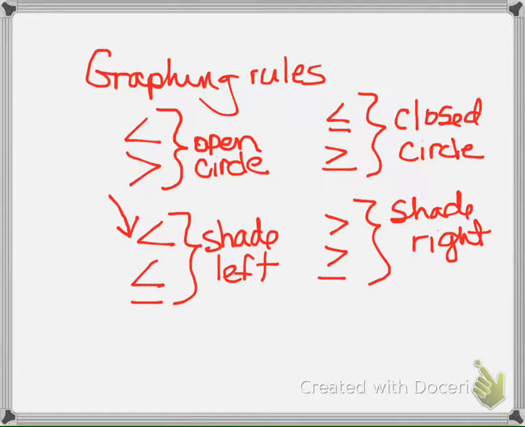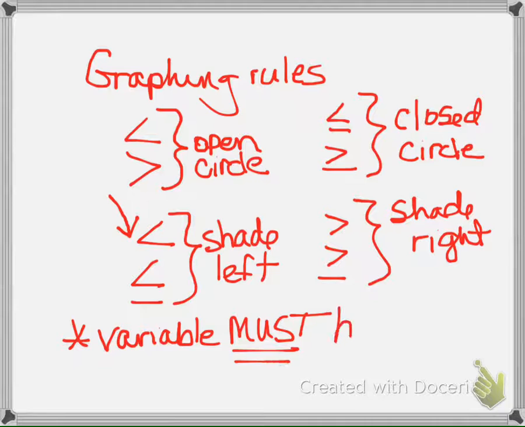Okay, now one really important graphing rule that we're going to write at the bottom, so I'm going to put an asterisk. In order for this to be true, as far as which way to shade, the variable must be on the left. Variable must be on the left.